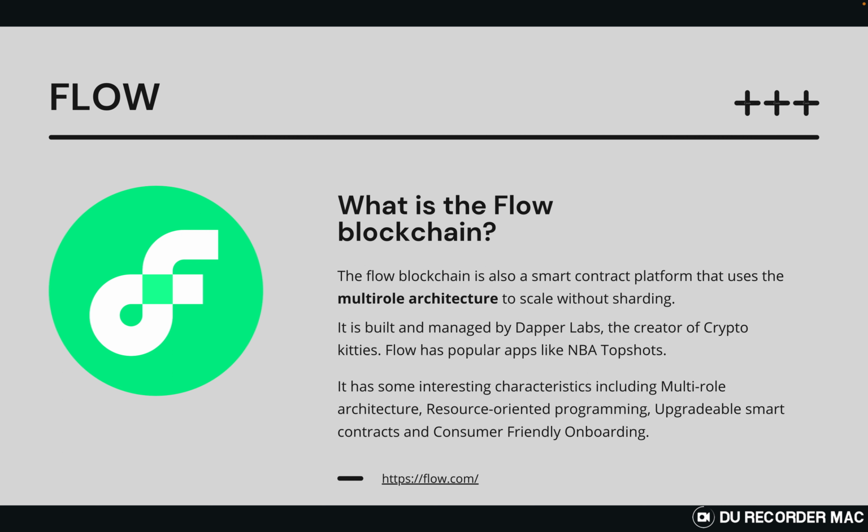So CryptoKitties were the first popular NFTs on Ethereum, but they were not the first NFTs, and they were created by Dapper Labs, right? So this Flow blockchain is also created by Dapper Labs, which also created CryptoKitties. So Flow has popular apps like NBA Top Shots. Have you heard of NBA Top Shots? No. You've not heard of NBA Top Shots too?